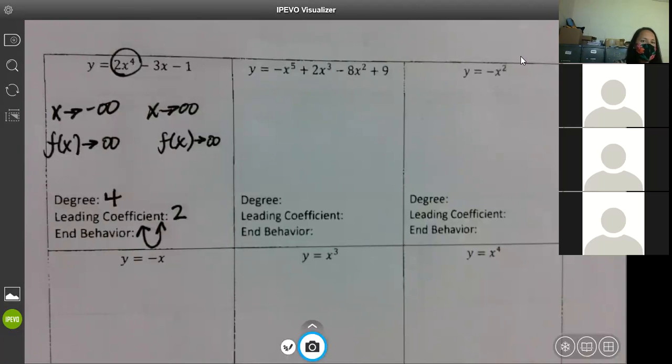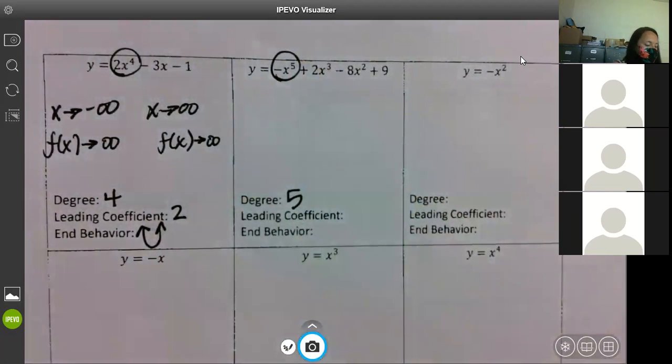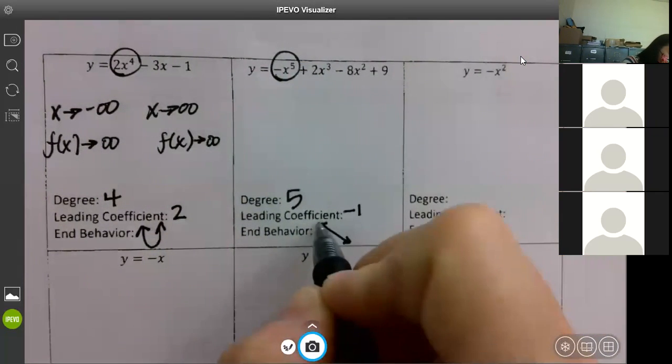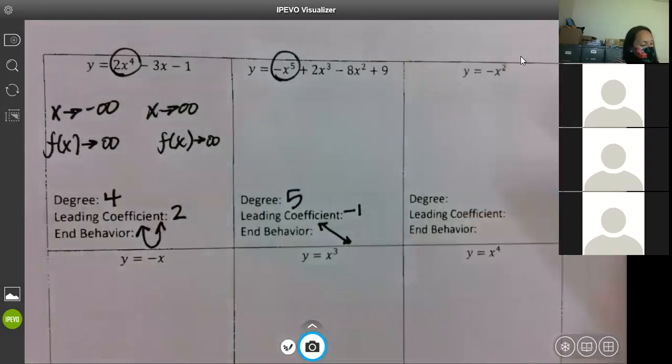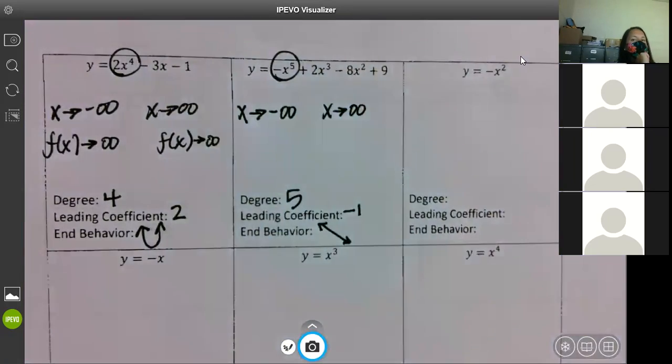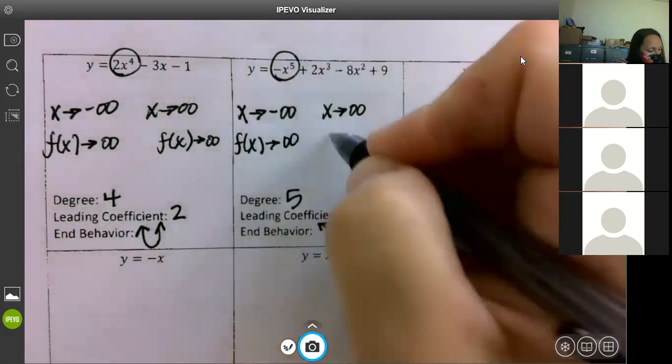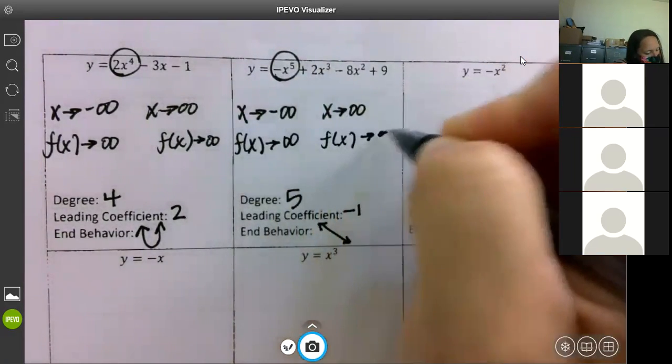All right, next one, what's it say? Degree? 5. Leading coefficient? -1. What's that mean? They point in different directions. Different directions and down. So again, we go left to right. That's how we read. The left points where? Positive, because it's up. And the right points to negative infinity.